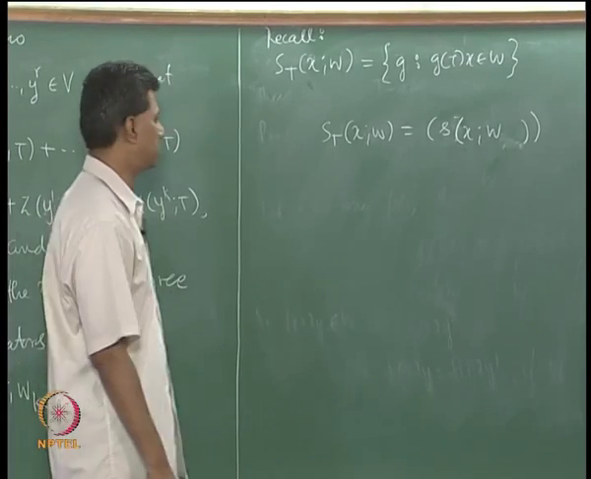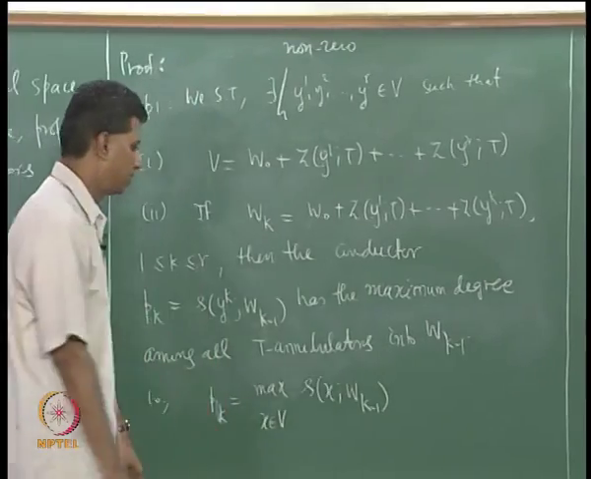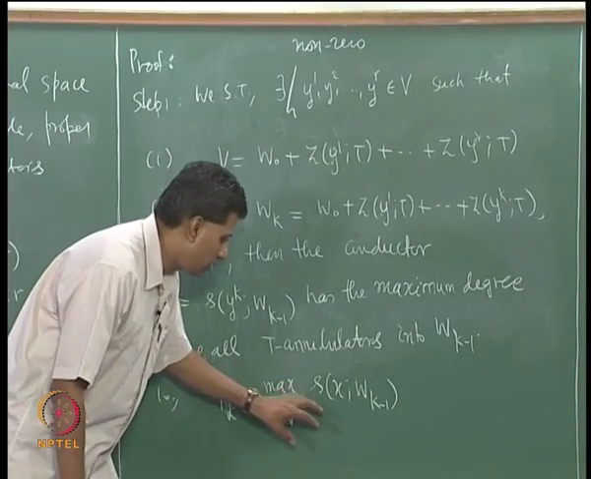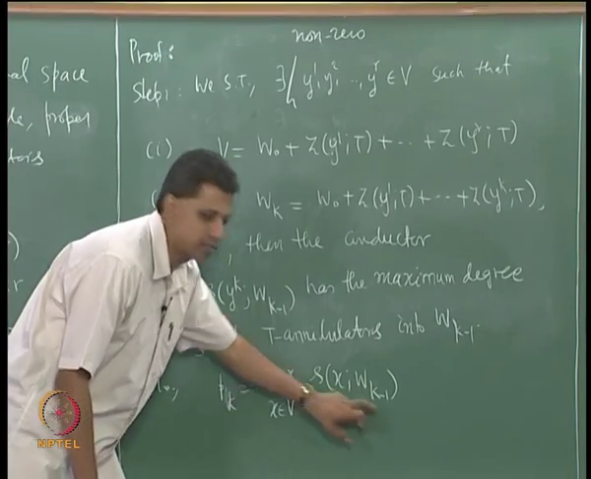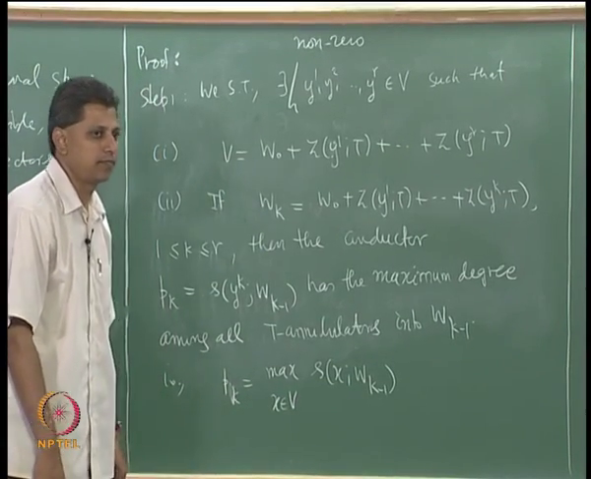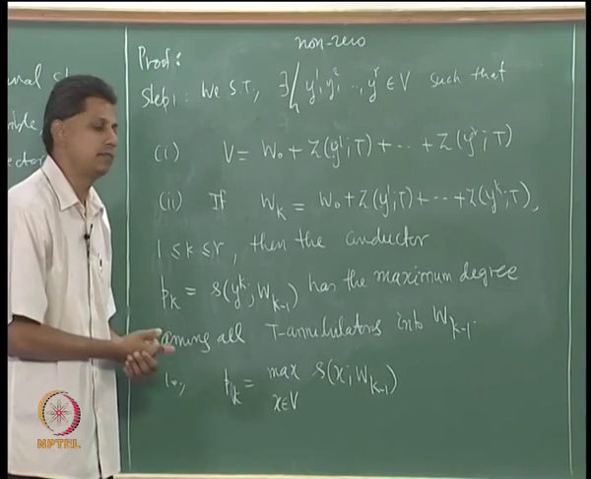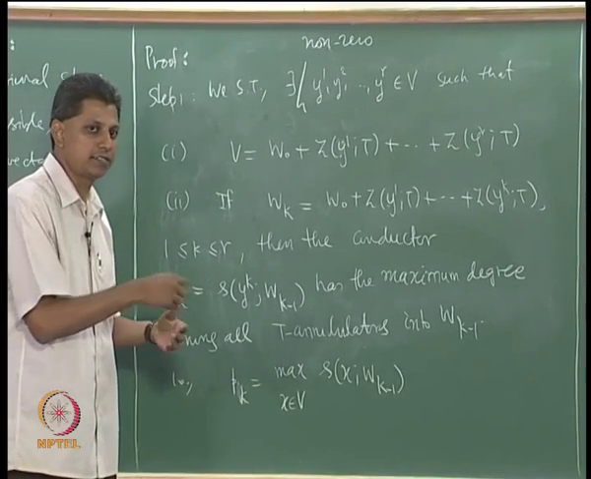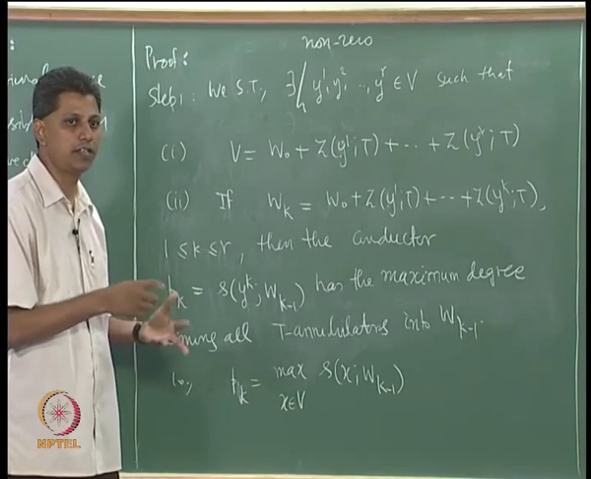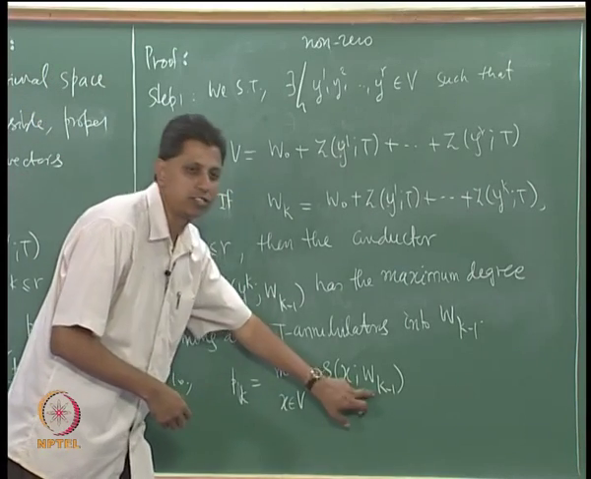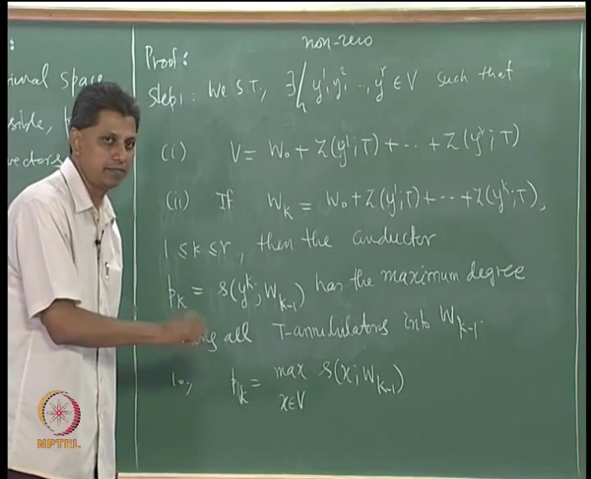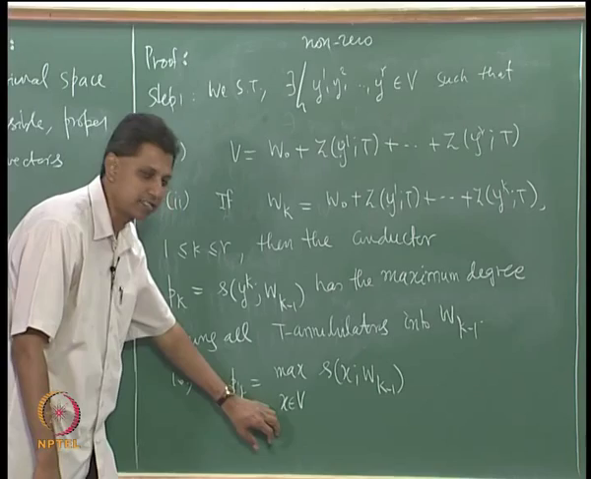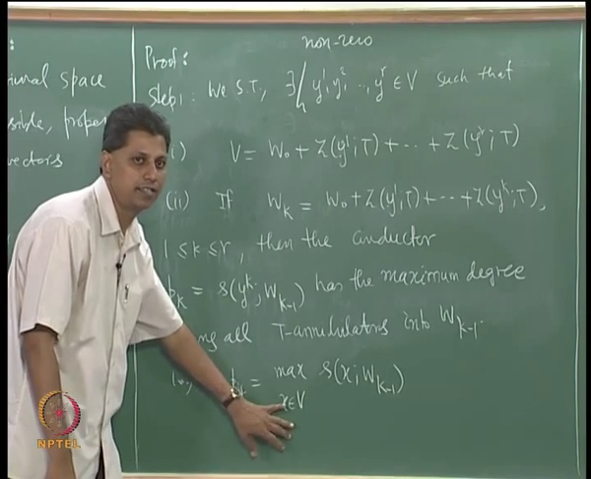Okay, so now go back and check this. Go back and see what this definition is. Look at s(x; W_{k-1}). I told you what this is. You look at that ideal S_T(x; W_{k-1}). Fix an x, and then your little s(x; W_{k-1}) is the unique monic generator of that ideal. You vary x in V and take the maximum of the degree of all those.